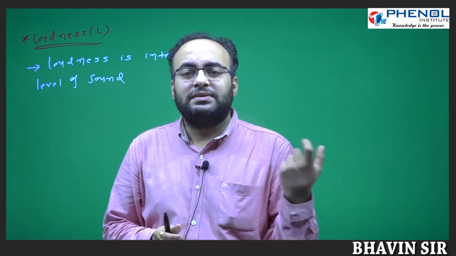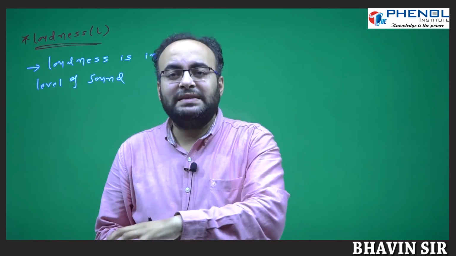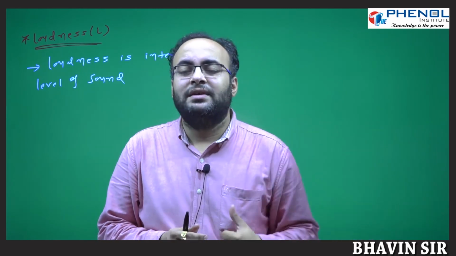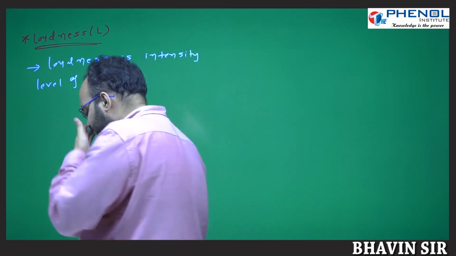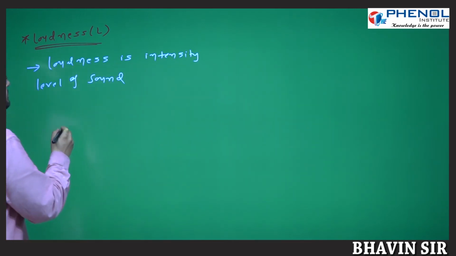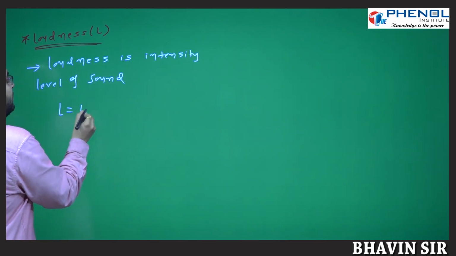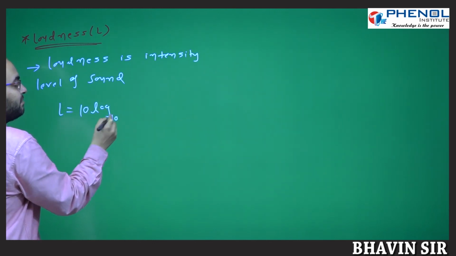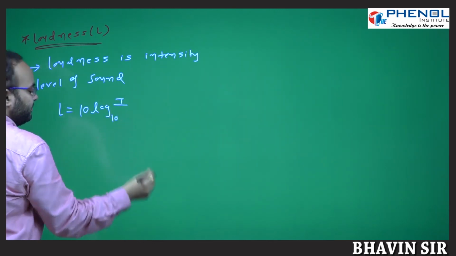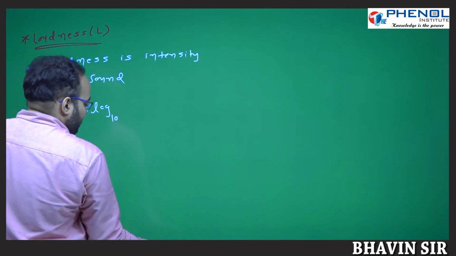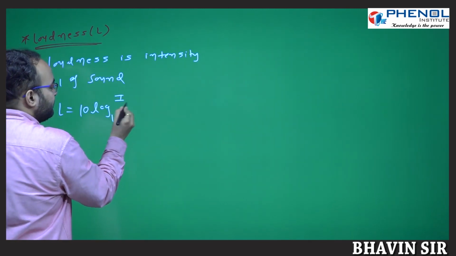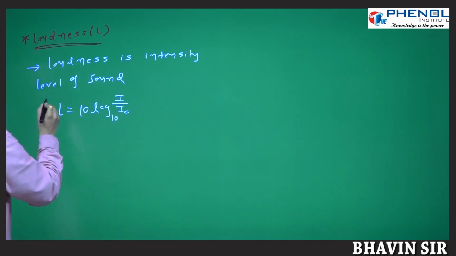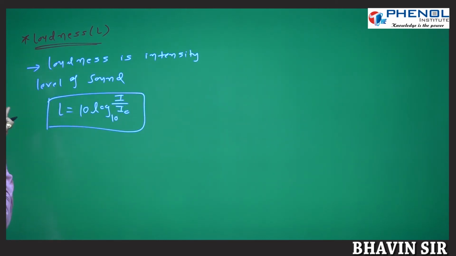But what is its general formula for a given intensity? How to measure loudness, students? See, 10 log 10, what is the base? 10. And what is the equation? 10 is a multiplication. 10 log 10 base I by I0.